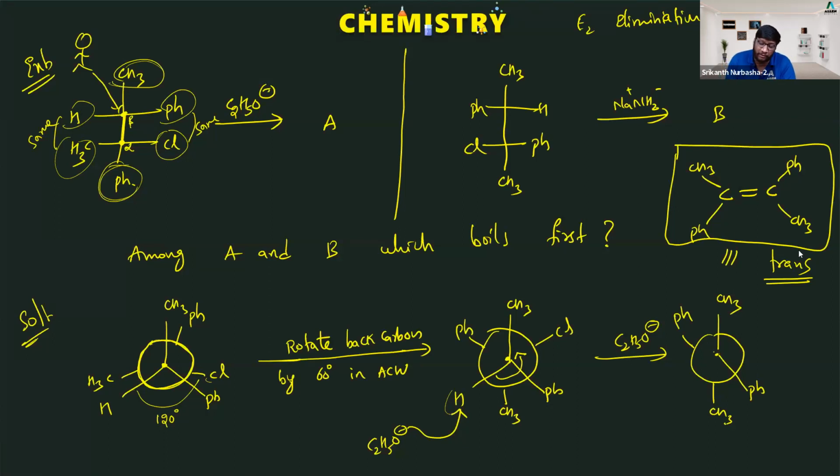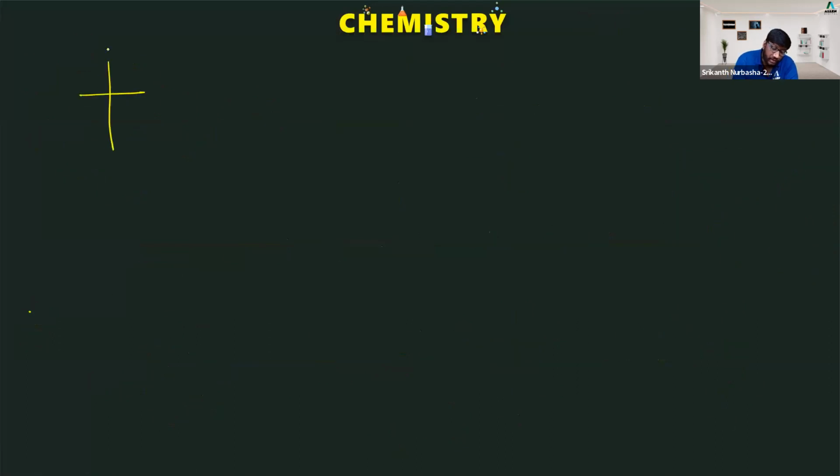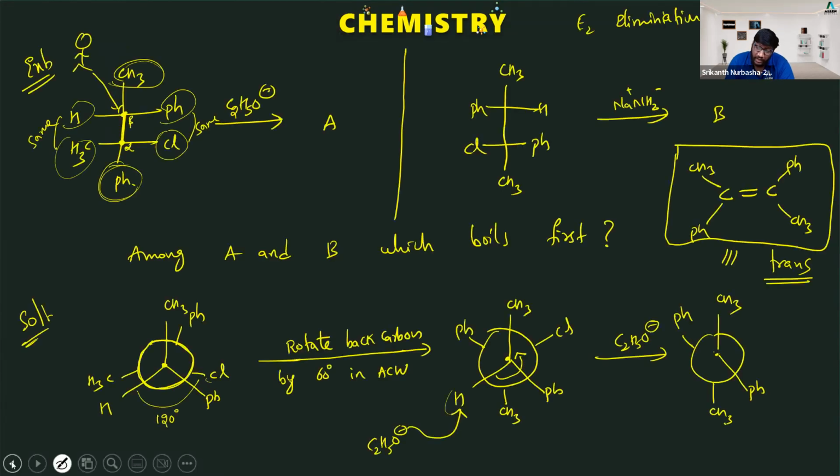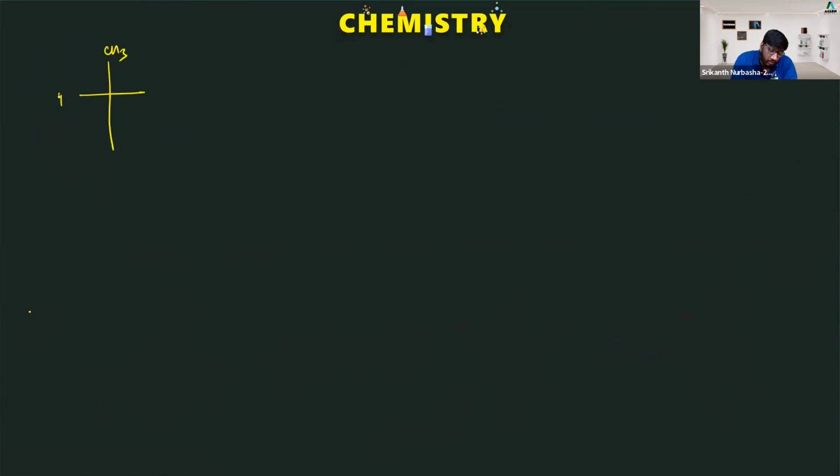Can you do it in the same way for the second compound? The second compound is given to you in this fashion. CH3. What is the second molecule given to you? CH3. What is the stereochemistry? Ph, H, H, Cl, Ph, H, CH3. Now I am writing that in the Fischer projection.